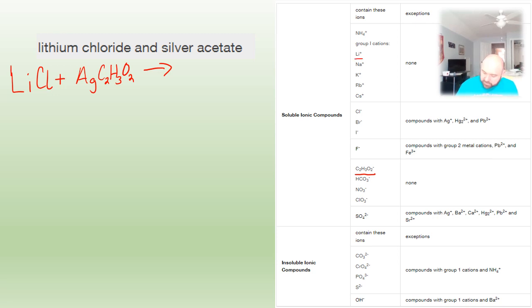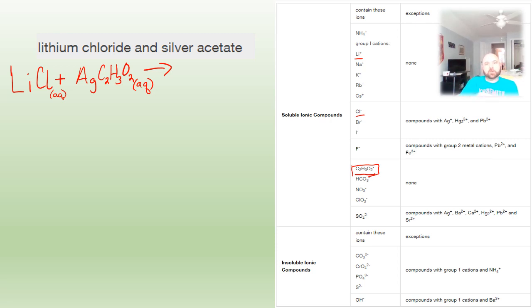all lithium ions are soluble and all chloride ions are soluble, with a few exceptions. Lithium is not one of them, so lithium chloride should be soluble. We can dissolve it in water and call it aqueous. Silver acetate is, as we've already pointed out, the acetate ion here. It says that all acetate ions are soluble ionic compounds with no exceptions. So this is soluble in water.